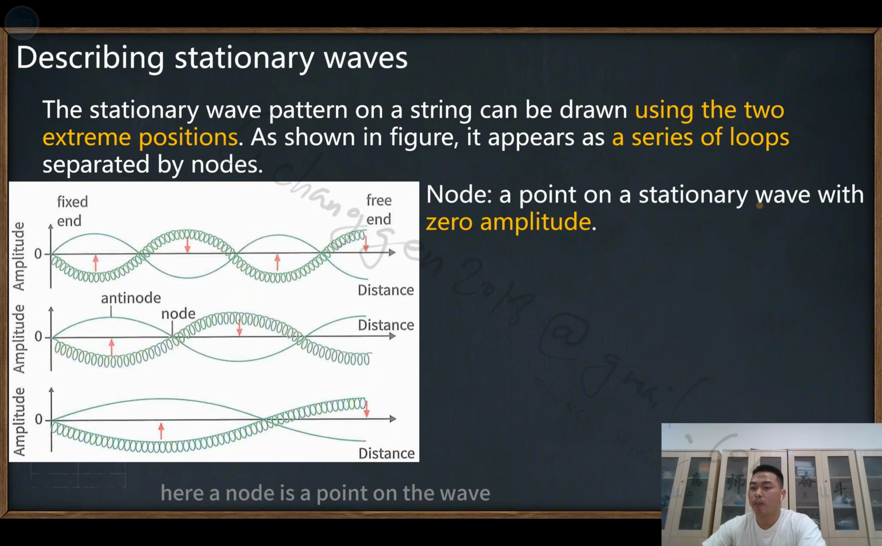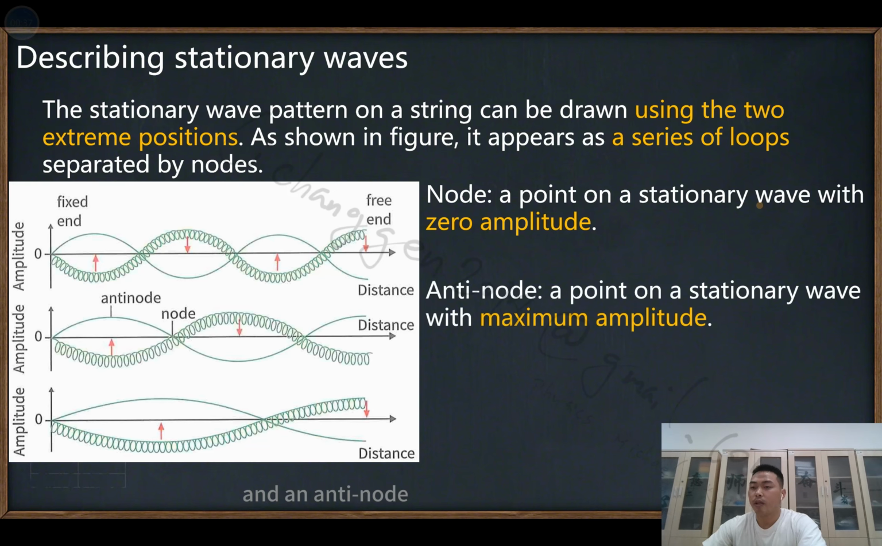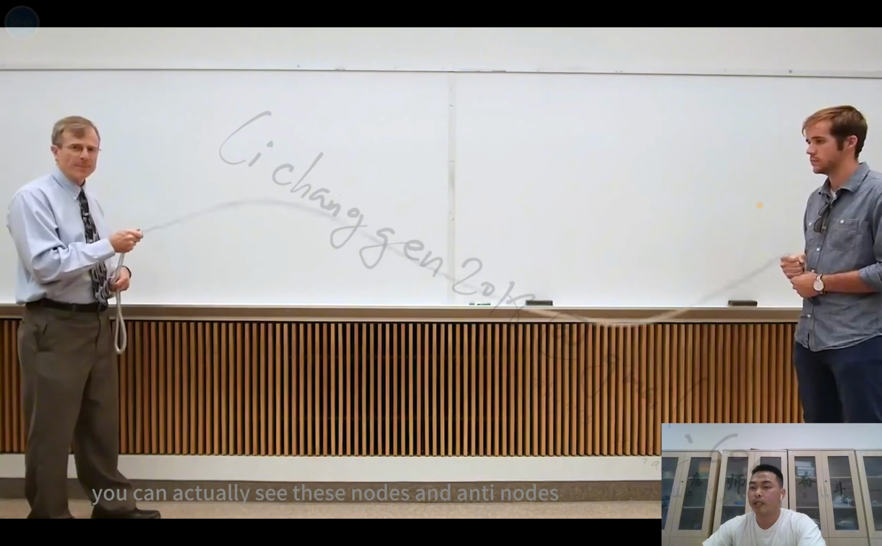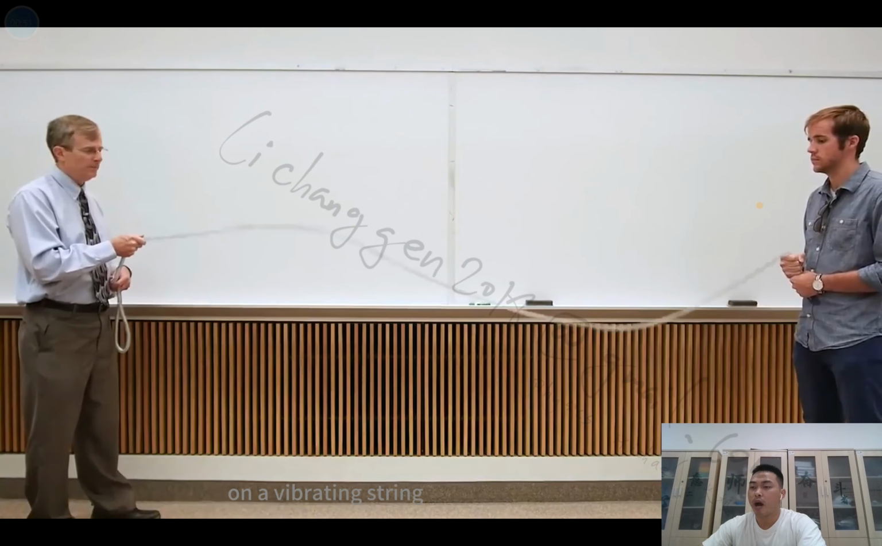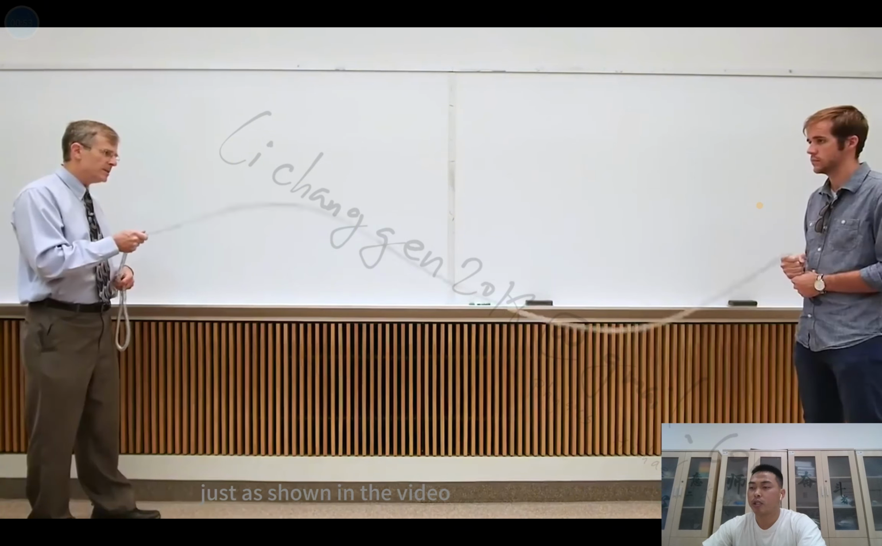Here, a node is a point on the wave that doesn't move at all. It has zero amplitude. We sometimes call these points minima. And an antinode, on the other hand, is a point that moves the most. It has maximum amplitude. We can call these points maxima. You can actually see these nodes and antinodes on a vibrating string, just as shown in the video.